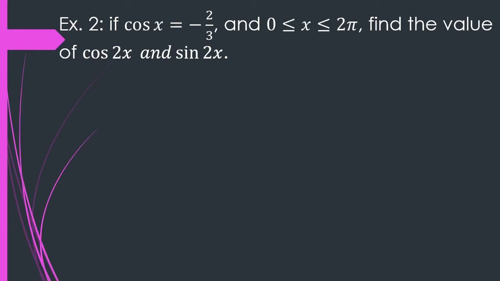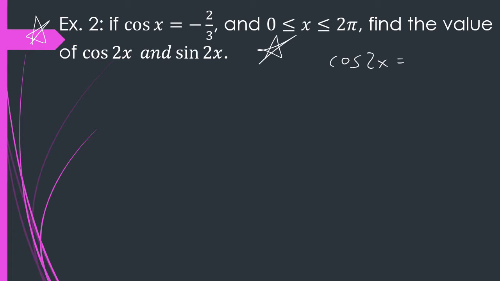Our second example: if cos x equals negative 2/3 and x is between 0 and 2 pi, find the value of cos 2x and sine 2x. Just like the last lesson, this is an example that I like. It makes you come up with a plan, and there are a couple different steps you have to do. So let's start with cos 2x. You have a bunch of different choices you could pick for cos 2x.